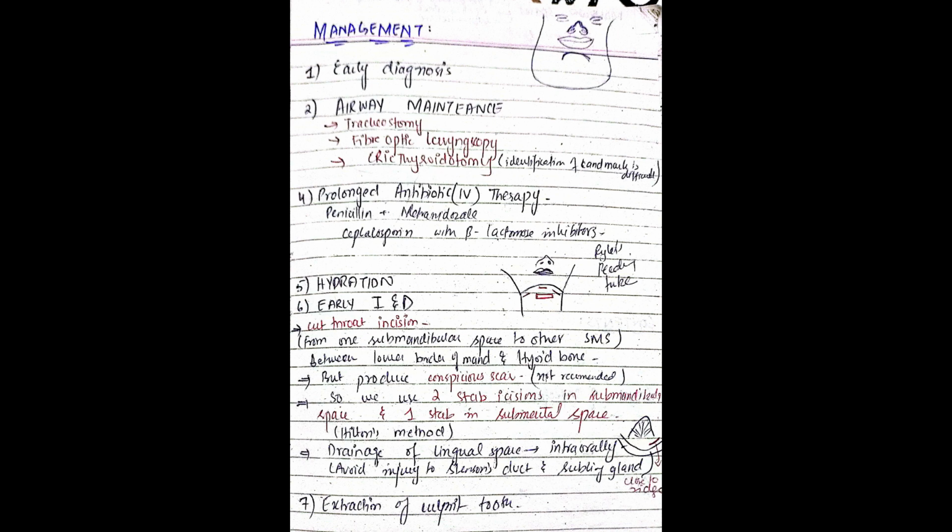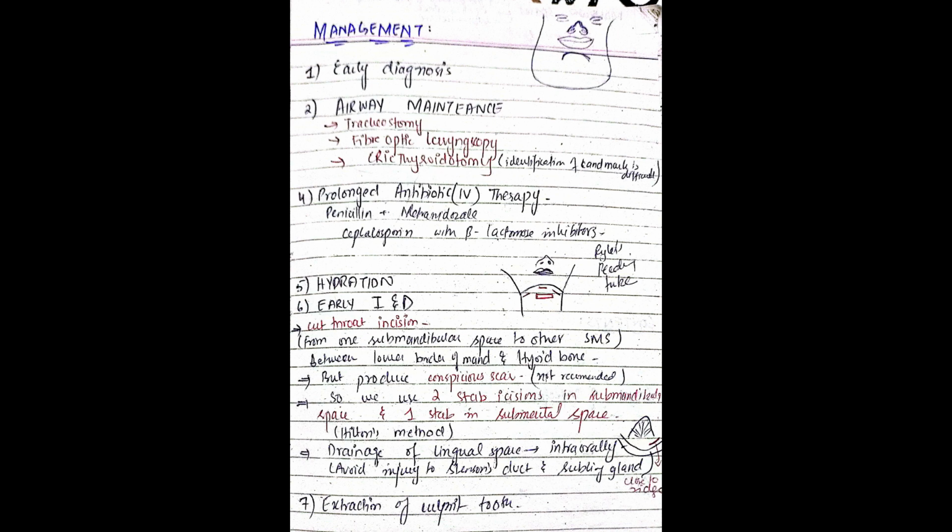Now, incision and drainage could be done in either of two ways. It could be a cut throat incision. The cut throat incision starts from one submandibular space to the other submandibular space, between the lower border of the mandible and the hyoid bone. But the disadvantage is that it produces a conspicuous scar, so therefore it is not recommended.